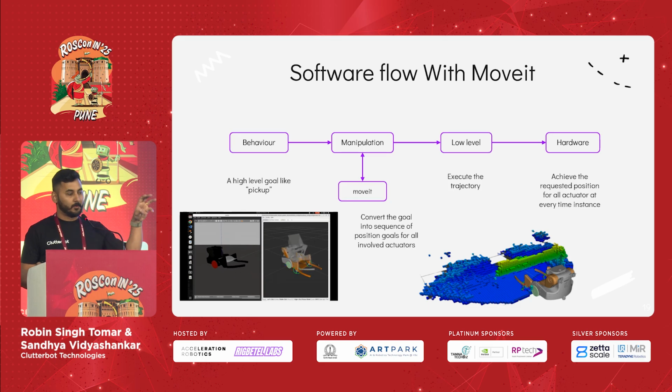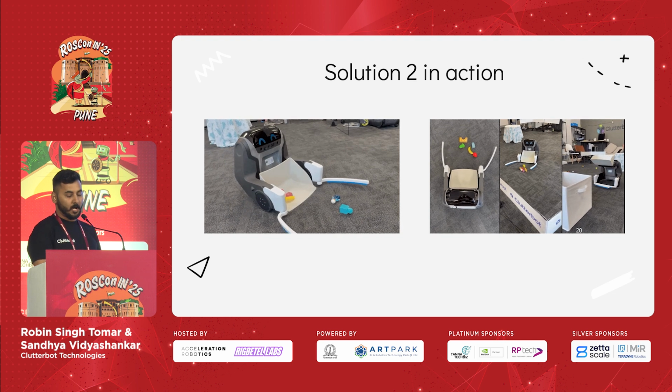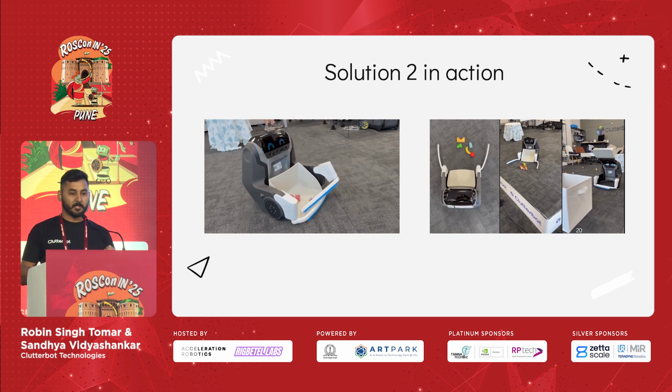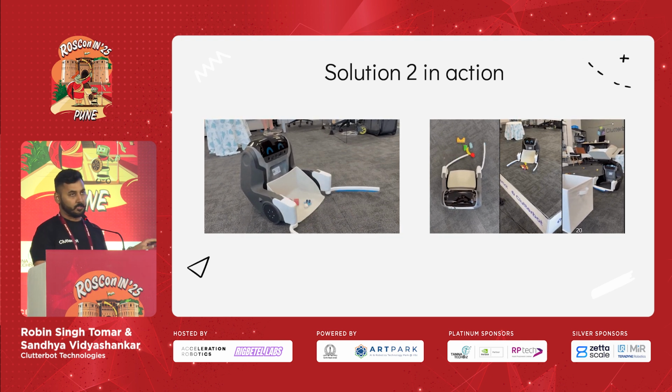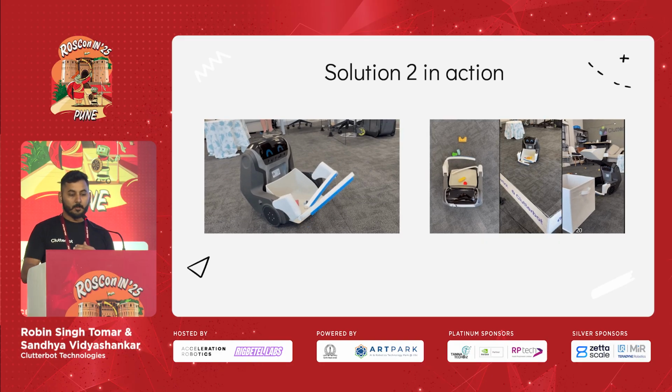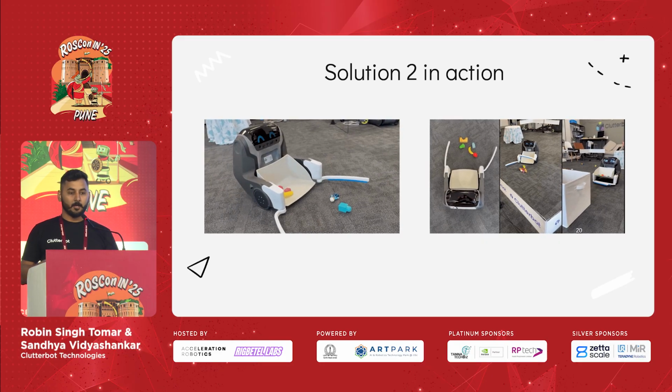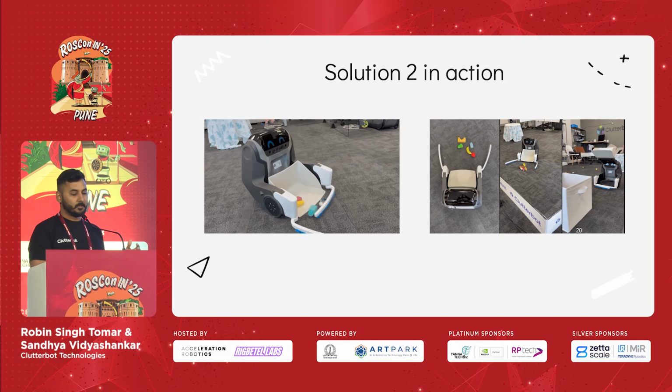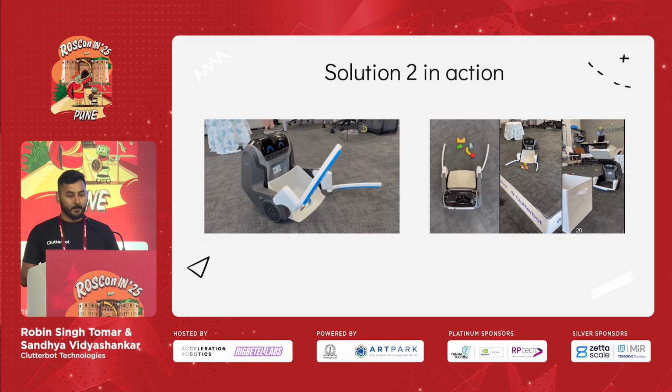How MoveIt works with any system: you can get a high level goal, you take that goal, and the manipulation system can talk to MoveIt. That goal will then be divided into a trajectory of multiple actuators, and then you can send that trajectory to low level and to hardware for further execution. And this is how it looks if you execute trajectories. The difference from the previous videos is that multiple actuators are moving at the same time, and the motions are smoother than the previous one.